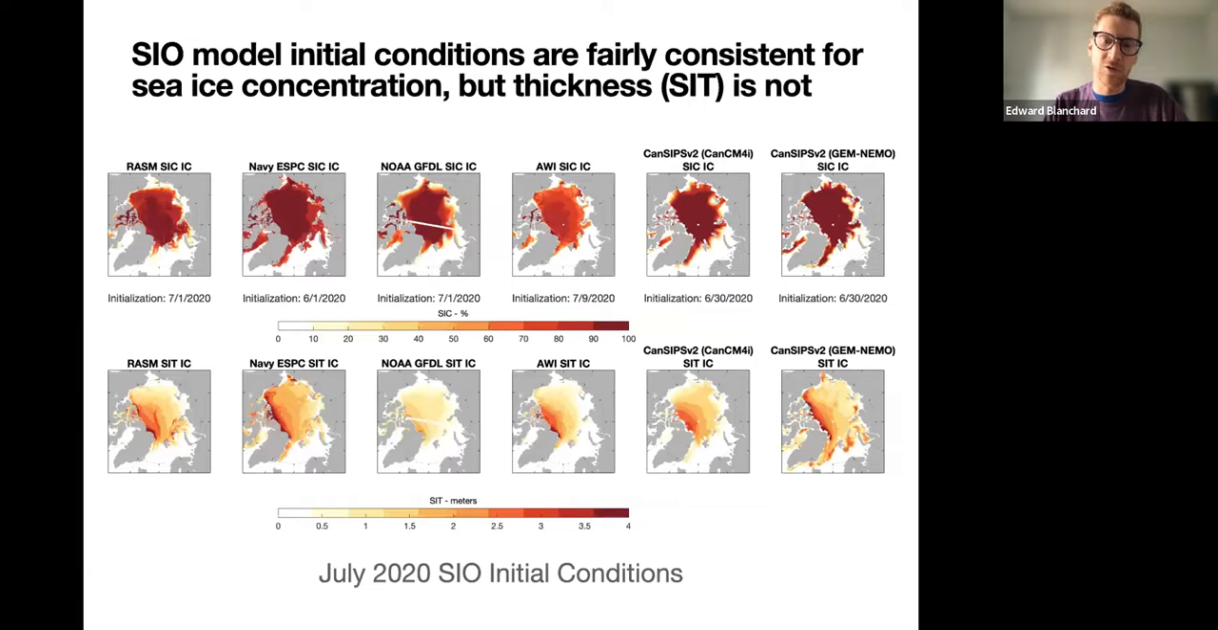And then the last thing I want to talk about is something else we've tried to do some research on, which is the forecast initial conditions.